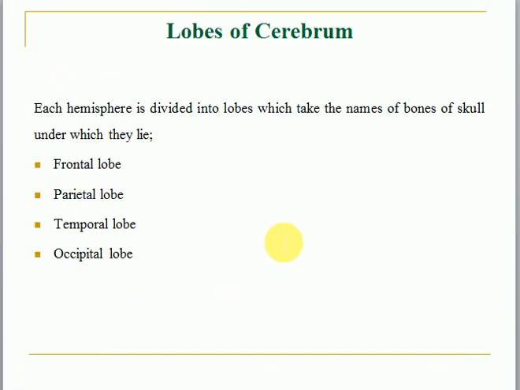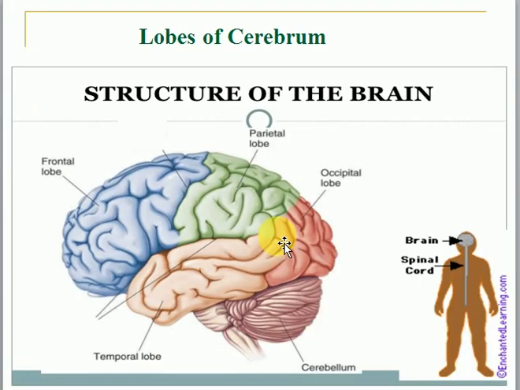Now, the lobes of the brain. If you see the structure of the brain, the lobes of the cerebrum, this cerebrum has 4 lobes. This is the frontal lobe, the front part of the brain. This is the parietal, almost the middle of the brain. This is the occipital, the back side of our brain, and this is the temporal lobe, almost near the ears, and this is the cerebellum. Now this is the structure of the brain.